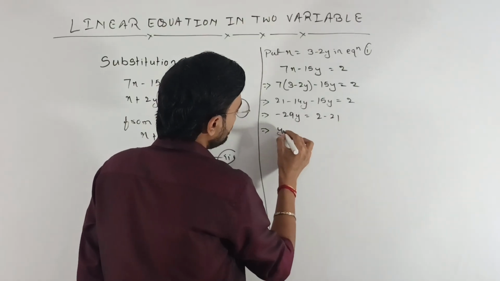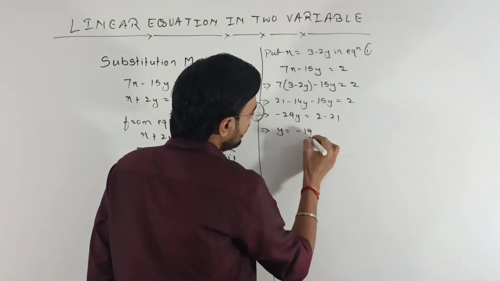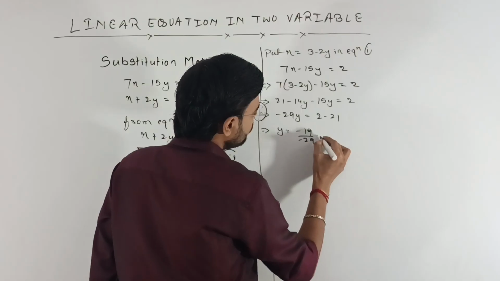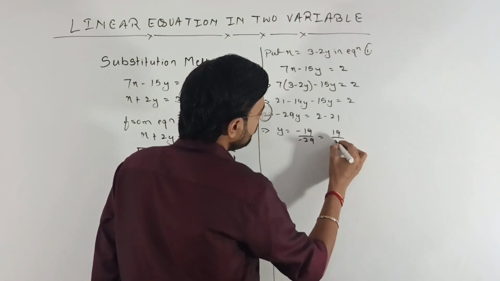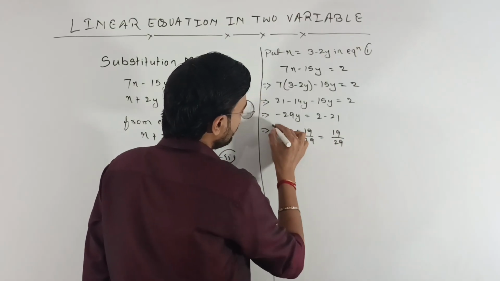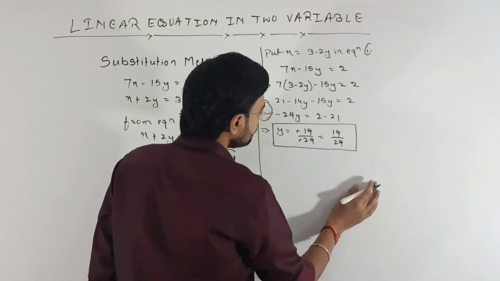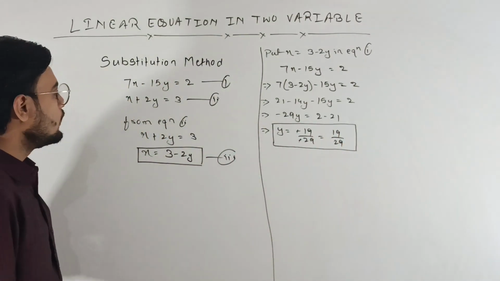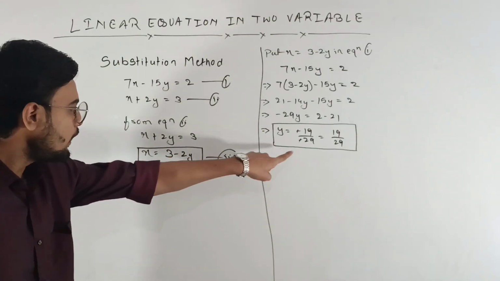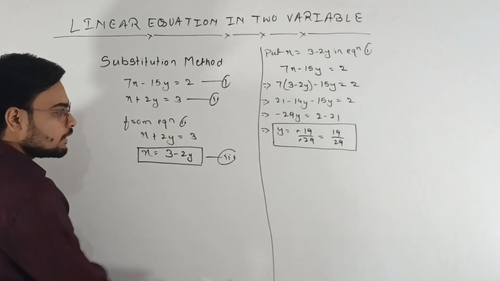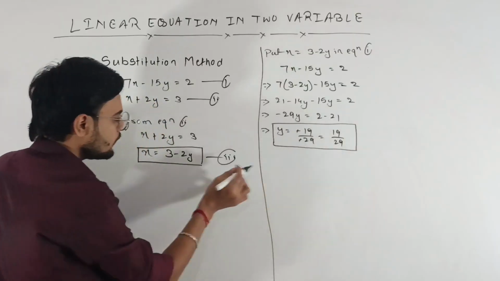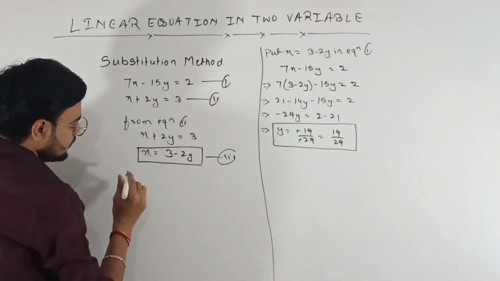So from here, y is what? -19 upon -29. So y is 19 upon 29. Okay, now I get y = 19/29, and for x, I put this value of y, 19 upon 29, in equation 3. Then I get x.